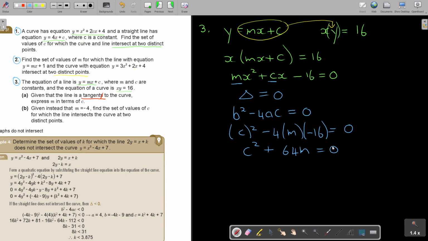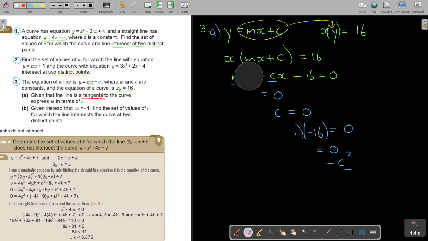So that means make m the subject of the formula. So 64m equals negative c squared. I divide by 64, and I divide by 64. So therefore, m is equal to negative c squared over 64. That's what they mean. That's how you do it. So express m. That's finished. Okay, that's number A. But now, let's go to number B.